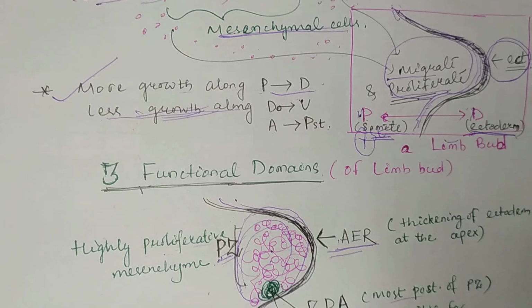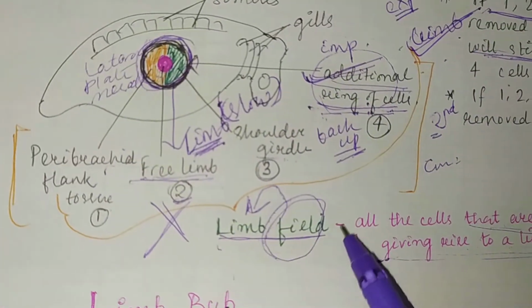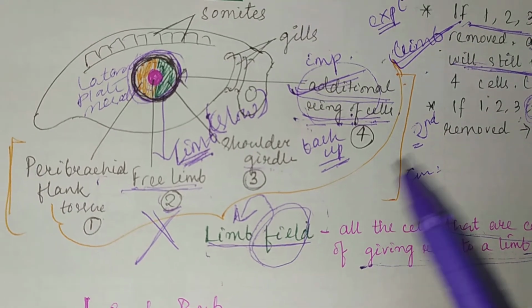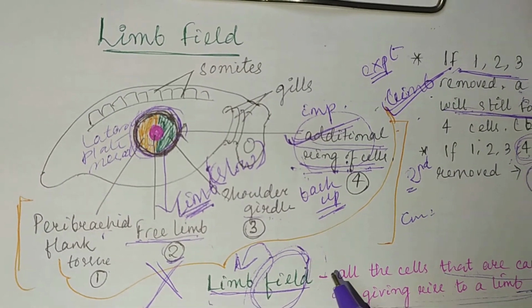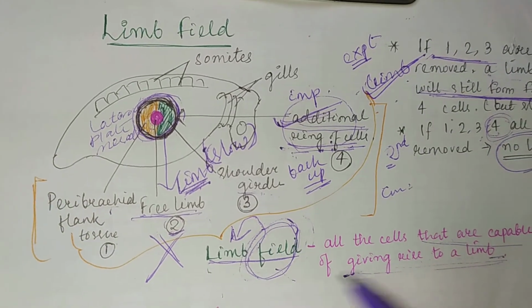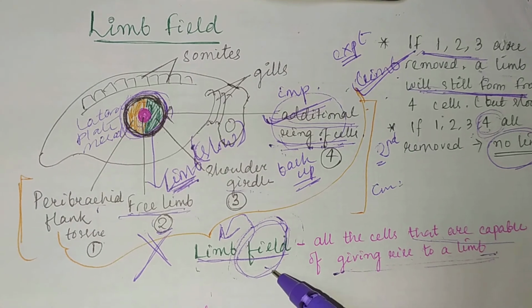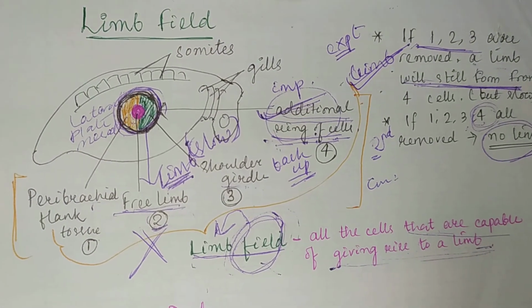And the importance of the limb field we have studied here. So this was all about this part, and we will learn about the different axis formation in future.